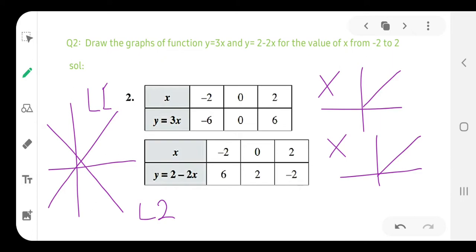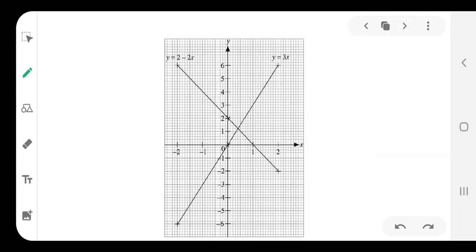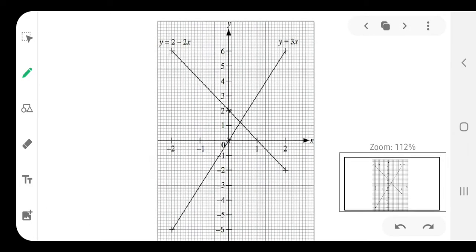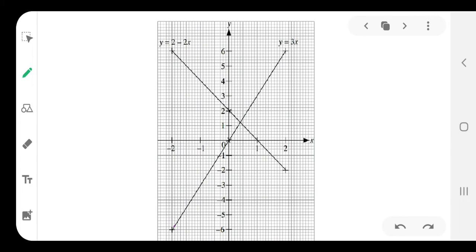Now we have found the values of y over here, as I have told you earlier. Now we are going to plot these values on the graph like this. So you can easily see that this is L1 which is representing the line of function 1, and this is L2 which is representing the line of function 2. Now moving towards the next question.